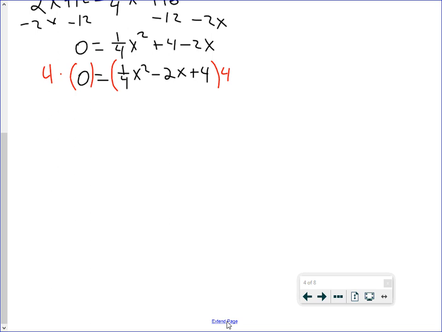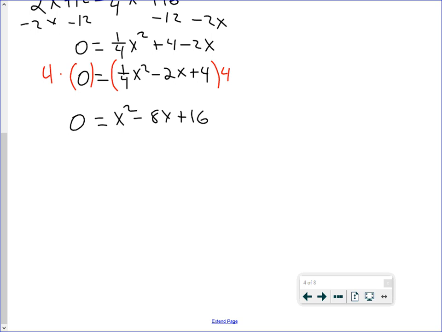All right. So I multiply both sides by 4. 4 times 0 is still 0. That doesn't change. And on the right side, I have x squared minus 8x plus 16. Do not forget to distribute that 4 to each term on the whole side. So x squared minus 8x plus 16.